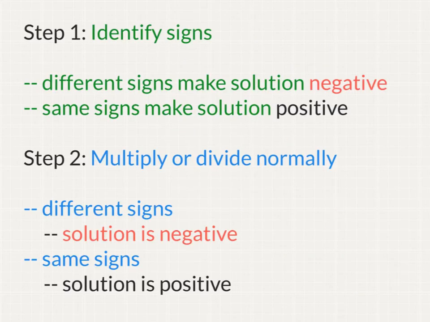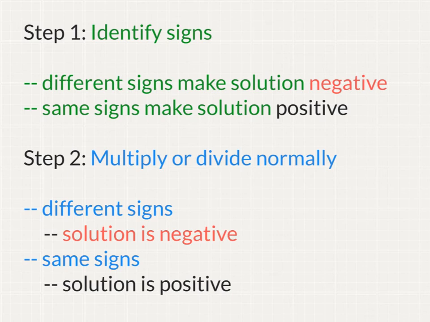So let's wrap up this lesson. When we're multiplying or dividing integers using an algorithm, we use a 2-step process. Step 1 says identify the signs. If they're different, your solution will be negative. If they're the same, your solution will be positive.